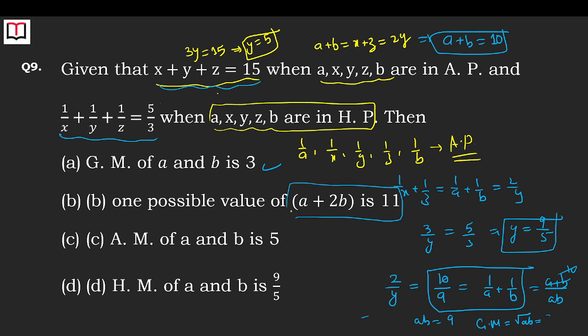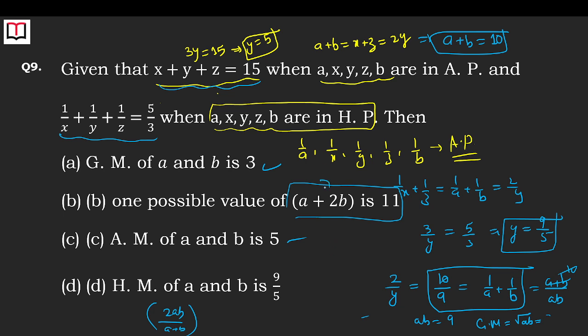That we can easily check. Because a plus b is 10, you can easily find that AM of a and b is 5, of course a plus b by 2. So this is also correct. HM of a and b is 9 by 5. HM is nothing but 2ab upon a plus b. That also we can check with this value. I think it's correct, 9 by 5.